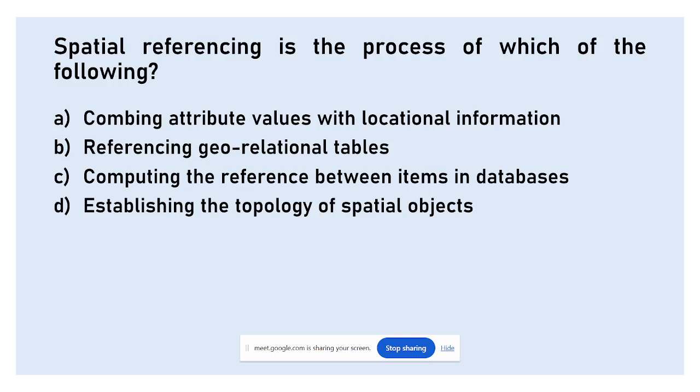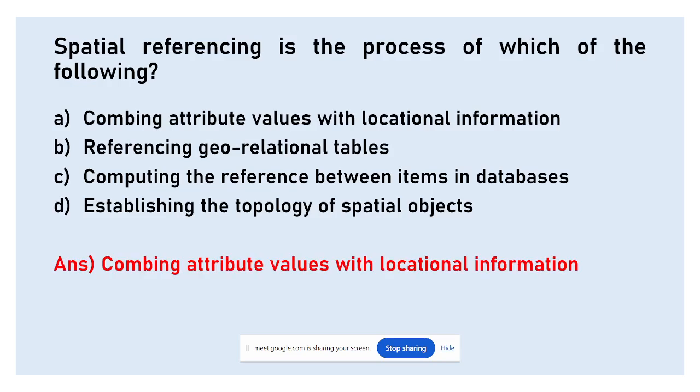Not really. I understand why you guys are saying that. Yeah, the answer is combining attribute values with locational information. Spatial referencing is like you're giving the location information to the attribute values. So attribute values is what? The non-spatial data. So for the non-spatial data, you need to know to which location it is associated with. So that is done by spatial referencing. So the answer is A, which is combining attribute values with locational information.